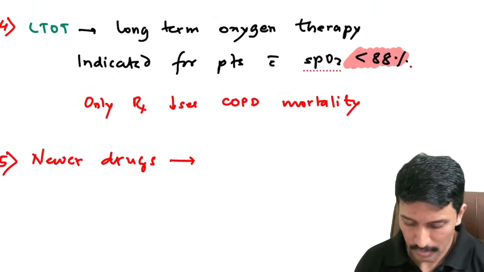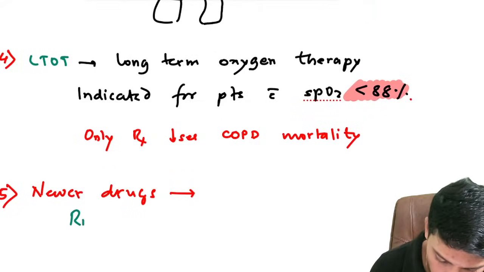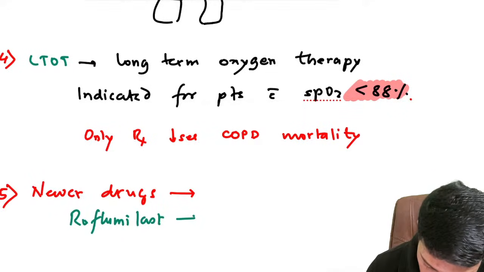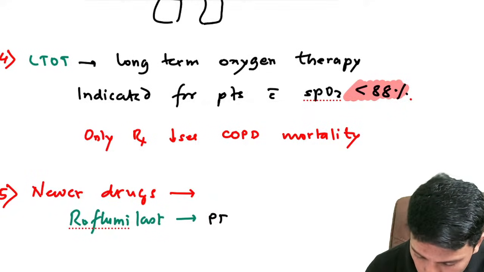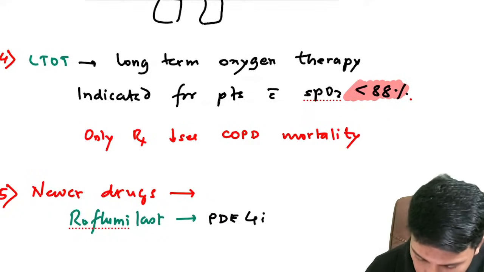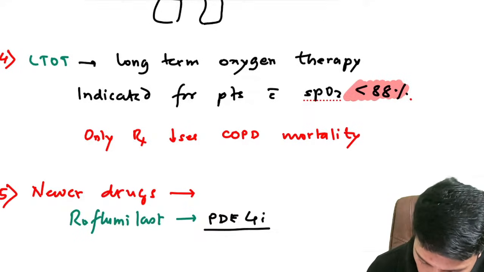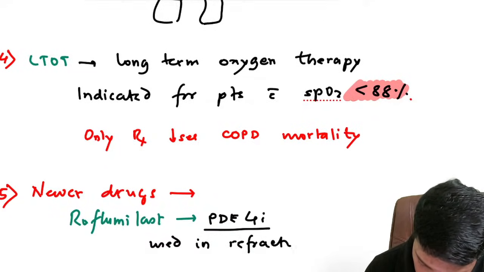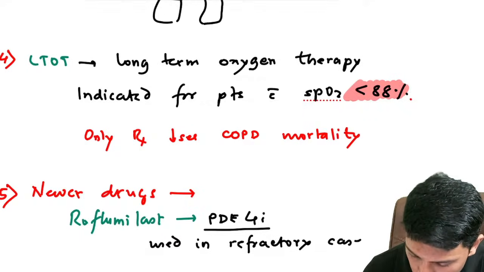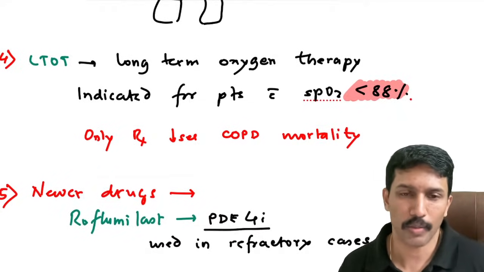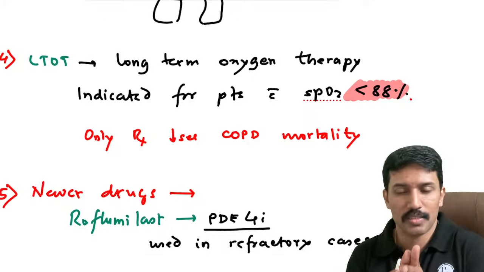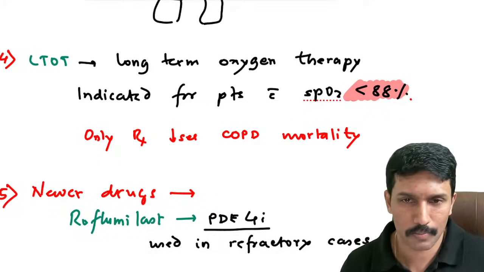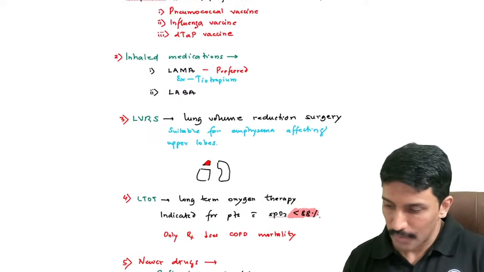So in the newer drugs, I want you to mention a drug called roflumilast. It's not very new, which is a phosphodiesterase 4 inhibitor used in refractory cases. Refractory means those who are not responding to inhaled medications. You can put them on roflumilast, which is a phosphodiesterase 4 inhibitor, which will help you achieve some degree of bronchodilation. That's about the COPD.